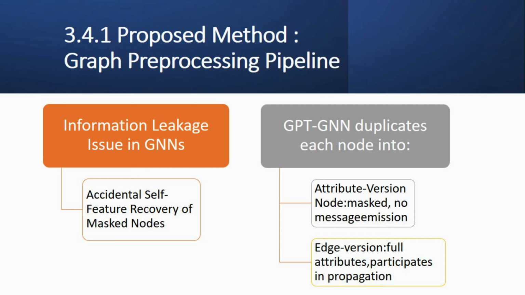Each node is duplicated into two roles, an attribute generation node with masked features, and an edge generation node that retains the original attributes. Only the edge generation node participates in message passing, while the attribute generation node uses the shared mask vector. This separation prevents the model from indirectly accessing true features when reconstructing attributes, making the generative tasks valid.